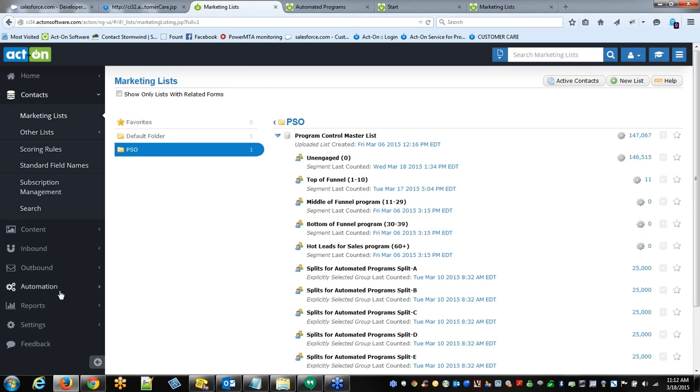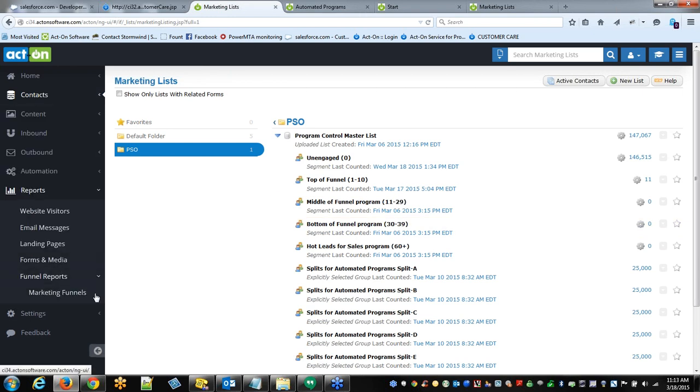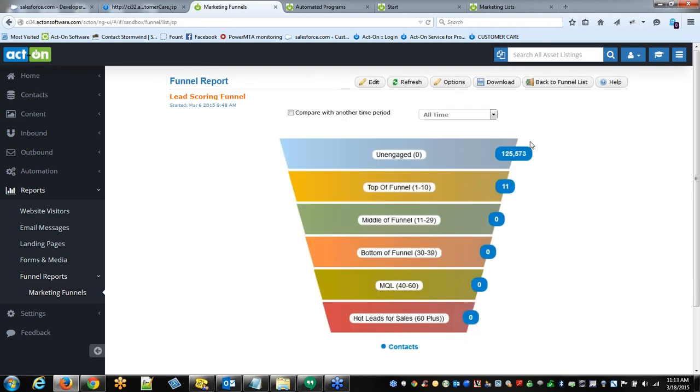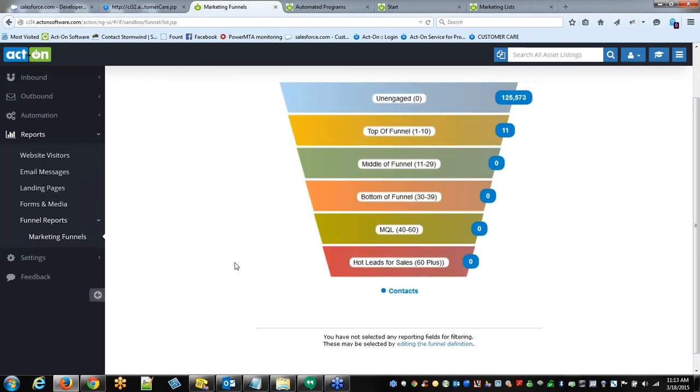In Act-On, you can also set this up in a funnel type view, which is what all marketing should think in: a funnel. Where is it that you're targeting people? I just set this up so it hasn't populated throughout, but you can see how many people you're starting with, and then where they're hitting as they go down the funnel. At this point, they're going to get sent over to sales. We can alert them in real time: hey, Jacob's just done this. He's just visited your pricing page. He's filled out a form. You should call him right now.